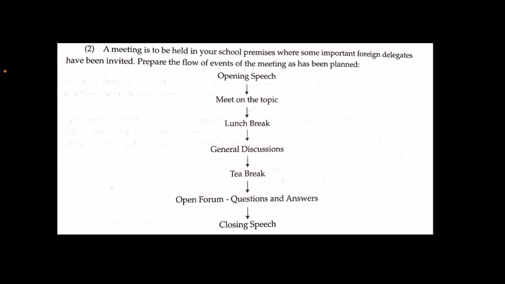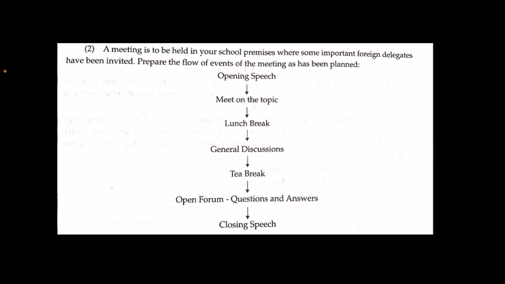A meeting is to be held in your school premises where some important foreign delegates have been invited. Prepare the flow of events of the meeting as has been planned. So now we have to prepare a flow chart here, which will tell us in this meeting what is going to happen first. Then after, maybe there is an opening speech. After the opening speech, which is the next event?